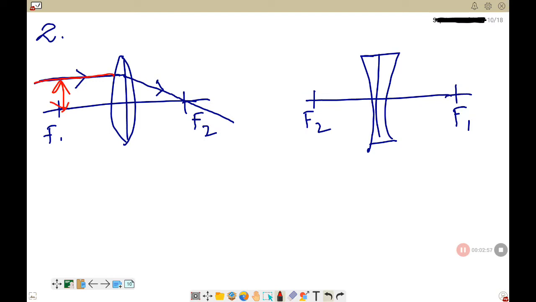Clear? Now for your concave lens, when a ray is directed towards the lens parallel to the principal axis, what happens? After refraction it will diverge out, but when you produce it backward it will appear to diverge from a point, that is the second focus, which lies on the principal axis. So this is our second ray.